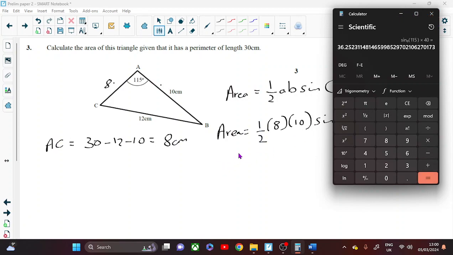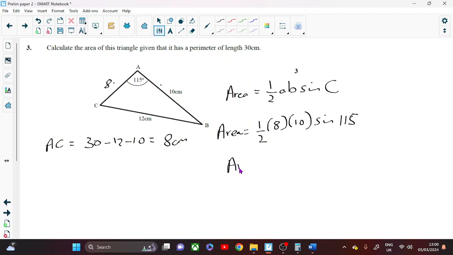So 36.25 centimetres squared, because it's area, and 2 decimal places. Okay. Just be careful. What have they given you? What information have they given you to get what you need from it? And then place everything in. That should look like a 5.